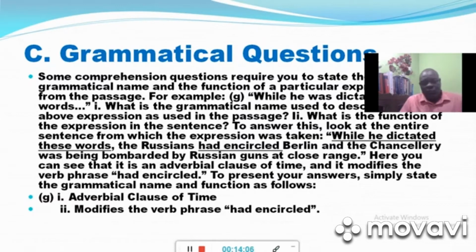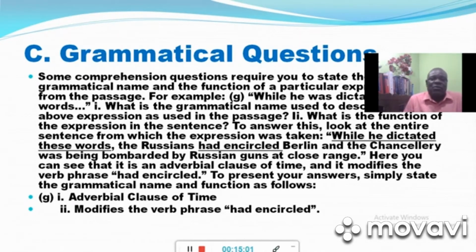And then, when you look at the main clause, some natural questions will arise which will be answered by the underlined expression. So let's look at the main clause. The Russians had encircled Berlin. And so when you read the main clause, what comes to your mind is a question like when, how, why, and so on. But then on a closer look at the underlined expression, you discover the kind of question that the underlined expression can answer.